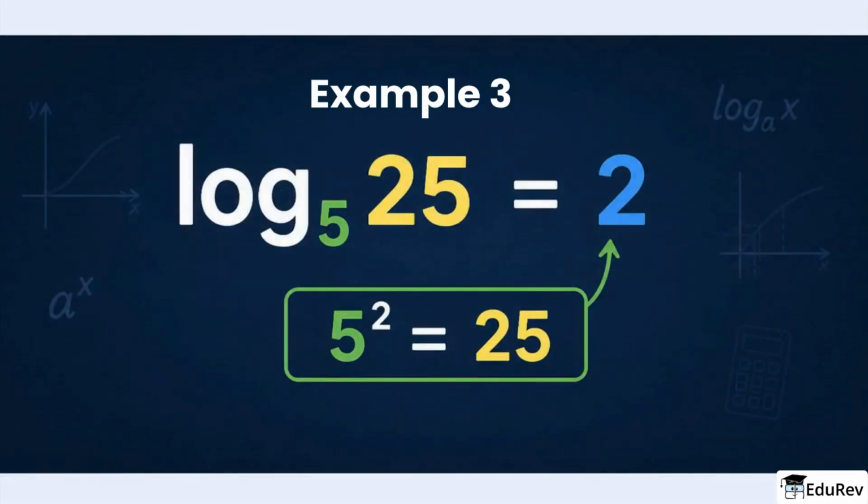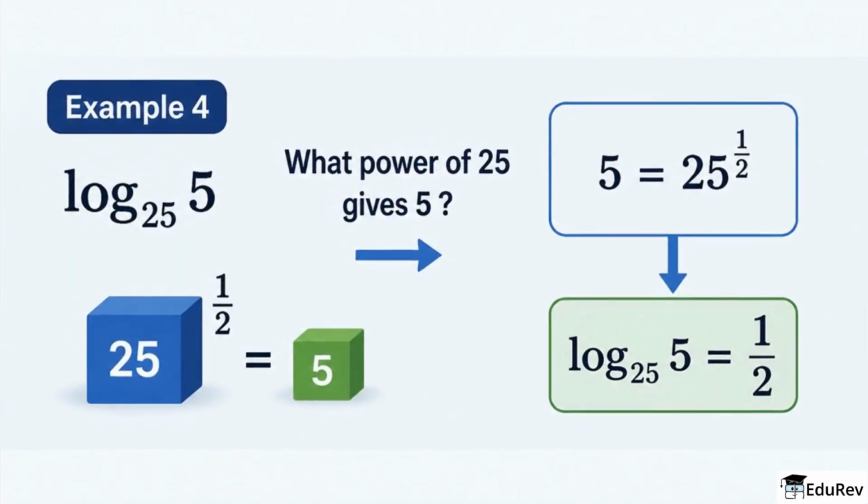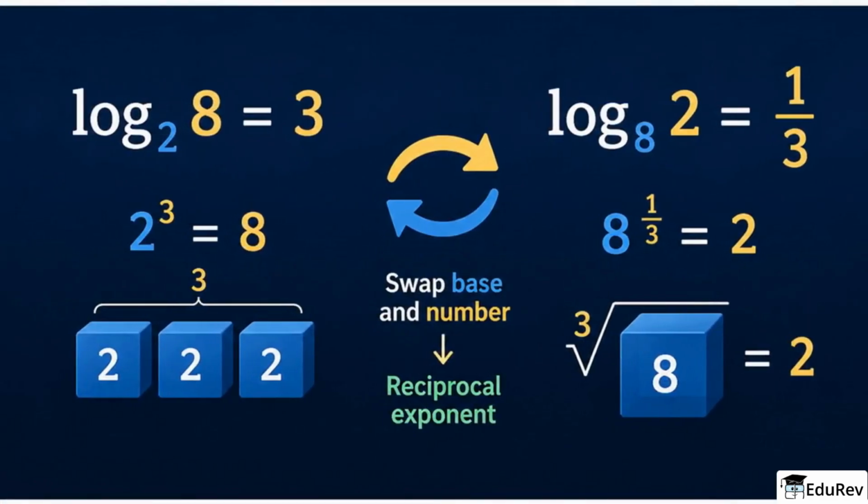Example 3. Log base 5 of 25 equals 2 because 5 squared equals 25. Example 4. Log base 25 of 5 asks what power of 25 gives 5? And 5 equals 25 to the power 1 divided by 2. So the log equals 1 divided by 2. This shows swapping base and number gives reciprocal exponents for these cases. For example, log base 2 of 8 equals 3 and log base 8 of 2 equals 1 divided by 3.